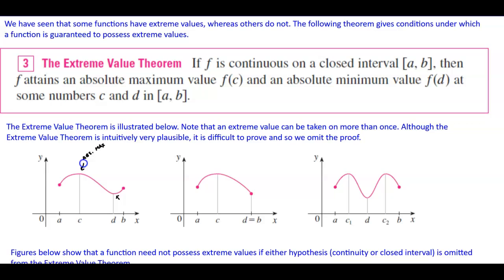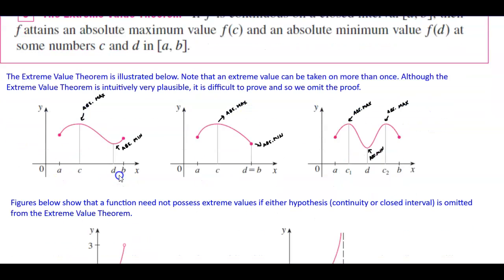And the point d, f of d, is going to be the absolute minimum. Okay, same thing here. We can see that this represents the absolute max, where this endpoint represents the absolute minimum. Okay, and then here we can see that both c1 and c2 are absolute maximums, and we can see that d is considered the absolute minimum. Okay. Now, let's continue here.